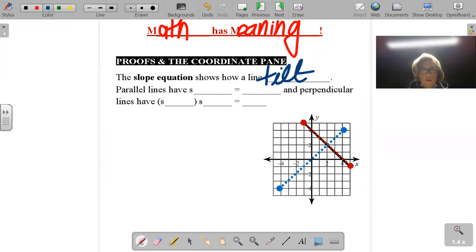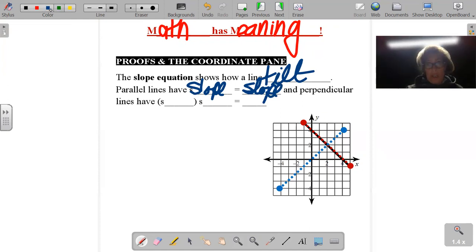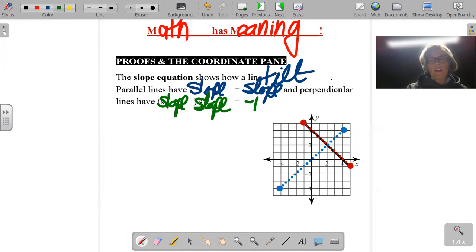The slope is a tilt concept. Slope, tilt. Physically do this. Slope, tilt. Tilt will show us if we have parallel lines where slope equals slope, and perpendicular lines where slope times slope would equal -1. Unless it's horizontal and vertical, then it's 0 and undefined.